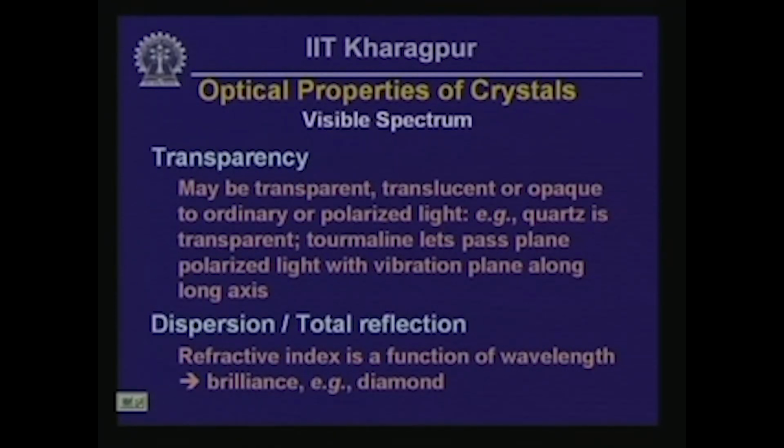All right. Now, optical properties of a crystal system in the visible spectrum. What are the different types of optical properties that allow us to distinguish one type of mineral from another? The first one is transparency. A crystal may be transparent or translucent or opaque. That means it is going to be giving passage to optical signals or visible light without much hindrance.